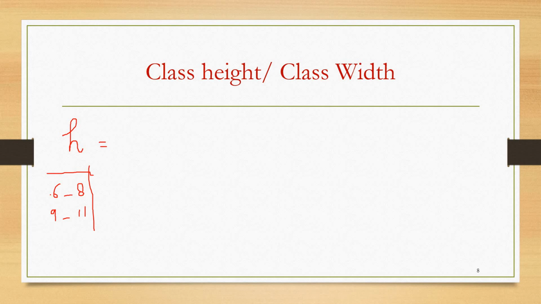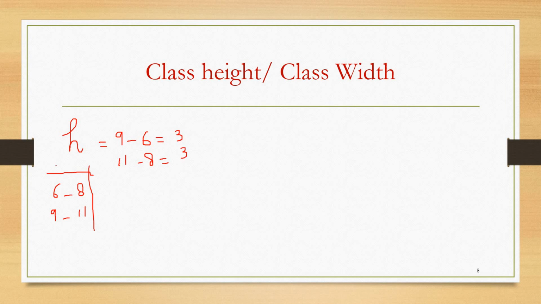If we take the difference of two consecutive lowers, that is 9 minus 6, this is 3. And if I take the difference of two consecutive uppers, then 11 minus 8, that is also equal to 3.